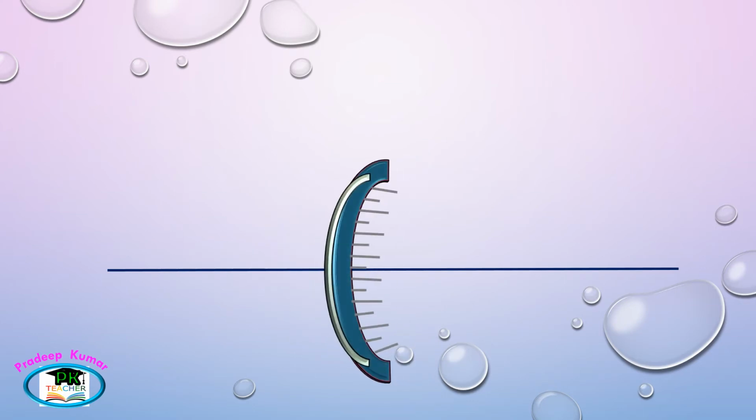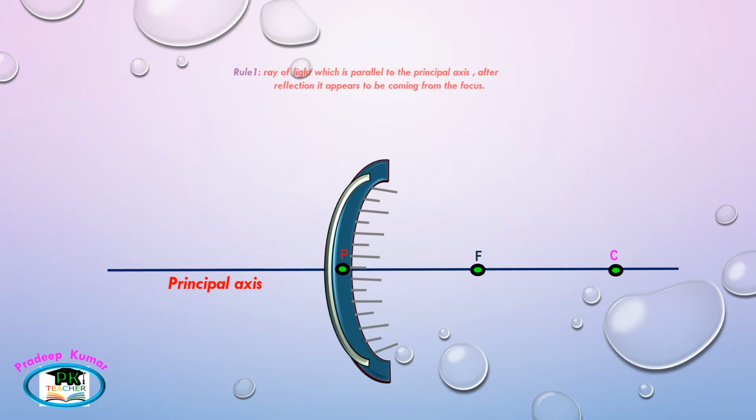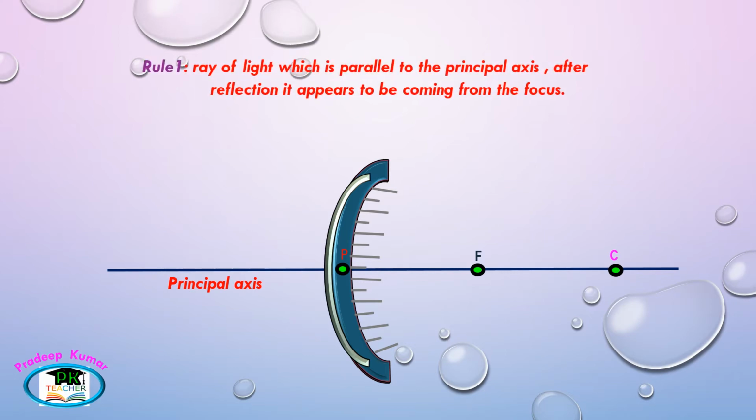There are 4 rules to draw ray diagrams for convex mirror. Line segment, mirror, pole of the mirror, focus of the mirror, center of curvature of the mirror, principal axis. Rule 1. Ray of light which is parallel to the principal axis. Beam of light parallel to the principal axis after reflection, as if it appears to be coming from the focus.